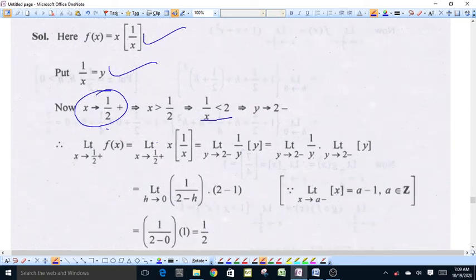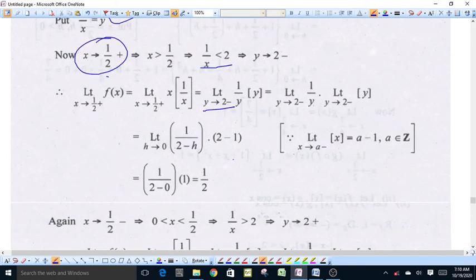Now limit of f(x) as x approaches to half from right is equal to limit of x into greatest integer of 1 by x as x approaches to half from right, which will be equal to limit of 1 by y into greatest integer of y as y approaches to 2 from left. This can be written as limit of 1 by y as y approaches to 2 from left into limit of greatest integer y as y approaches to 2 from left.